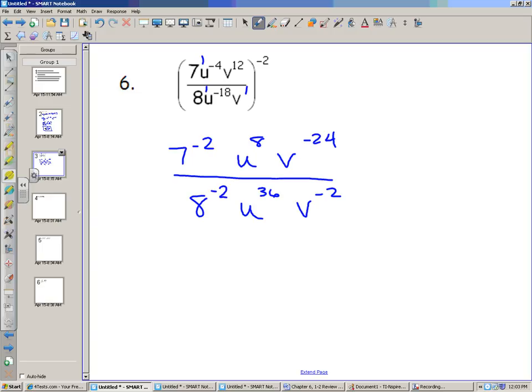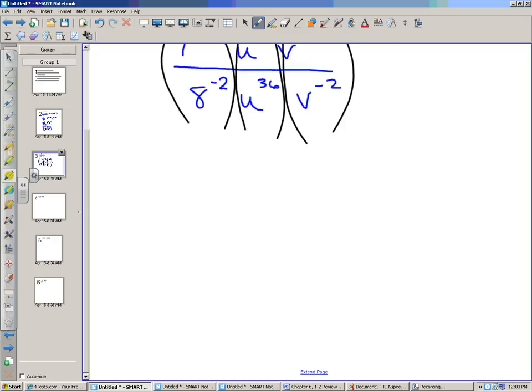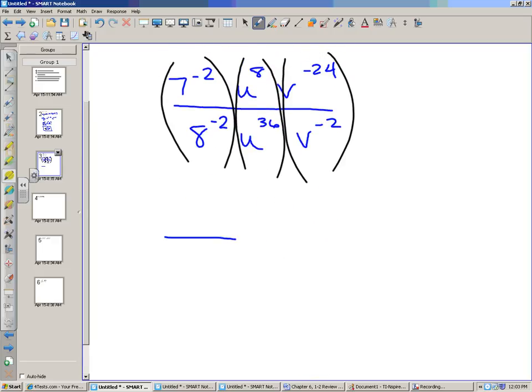Are we good? Okay, so now, go ahead and treat these as individual problems. Do you see that? So if I deal with my number problem first, 7 to the -2, 8 to the -2. Well, my 7 to the -2 is currently in the numerator. So to make that positive exponent, I put 7 squared to the bottom. 8 to the -2 is negative in the bottom, so where does that need to go? To the top, so this becomes 8 squared.